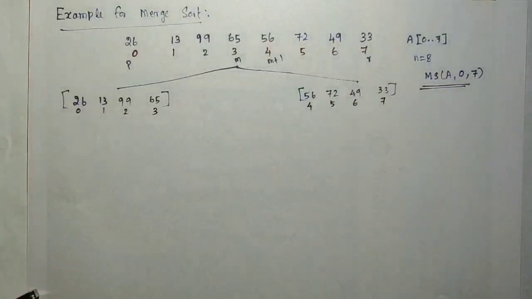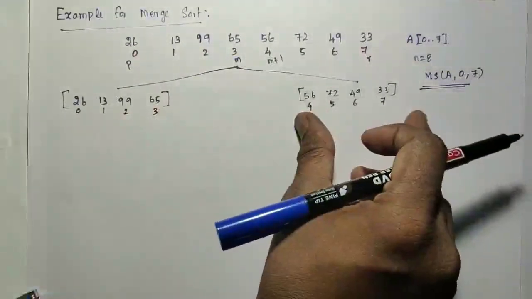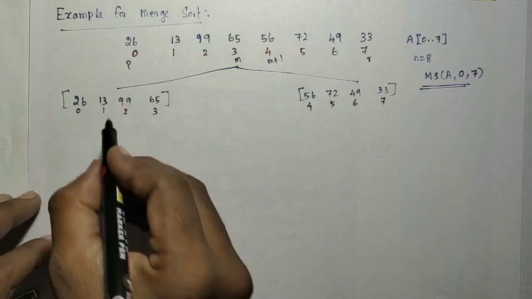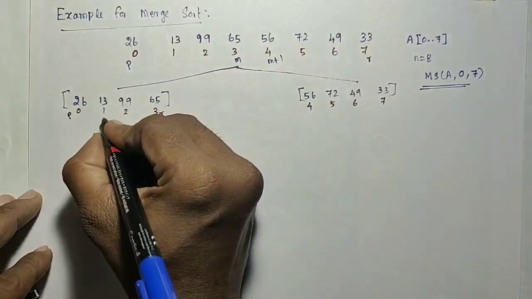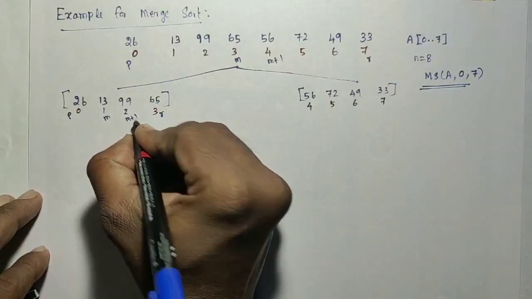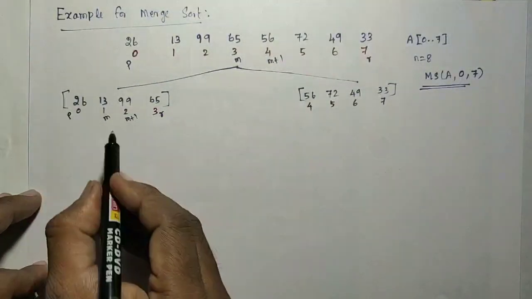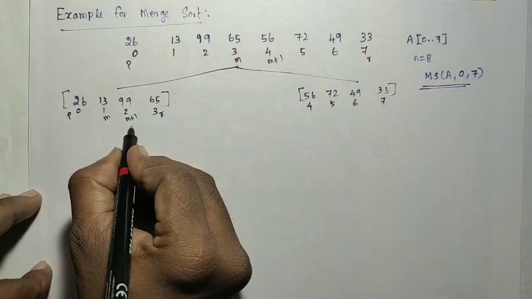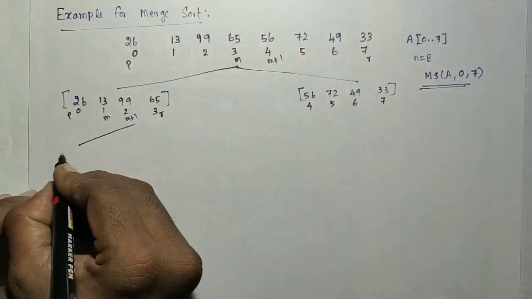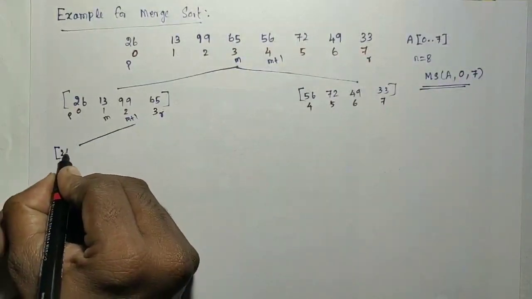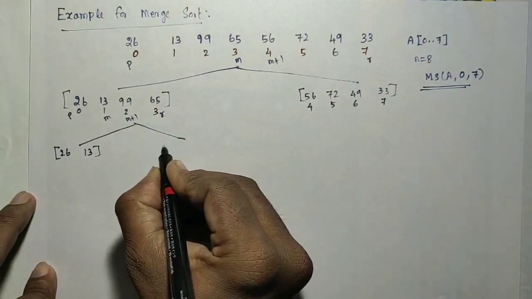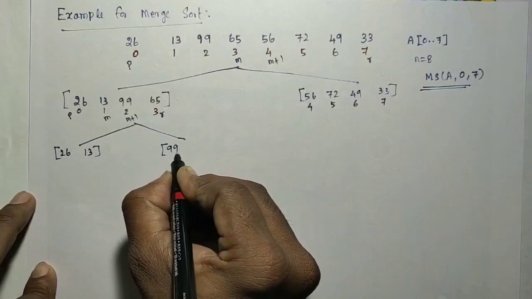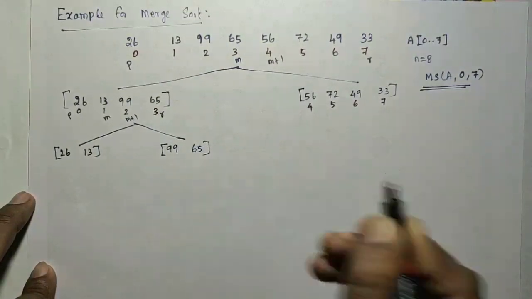It is split. The next step is sorting this, sorting this, and then merging. Sorting this means, again, here this is p and this is r, this is m and this is m plus 1. It will be calculated like this. It means this is going to be divided into two: one is 26, 13, another one is 99 and 65. Like that it will be split.